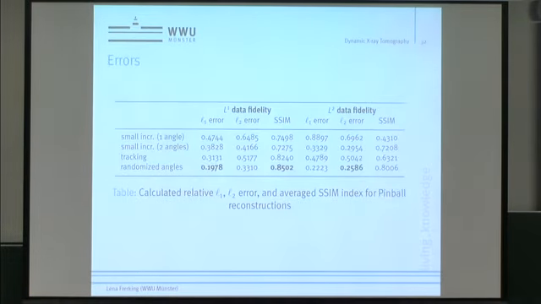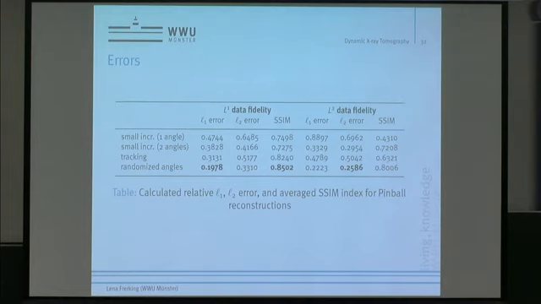Okay, this is also the reason why in the end, when we calculate some error measures, so we calculate the L1, the L2 error and the structural similarity index, the results for the L1 norm are a little bit better, at least if we compare the structural similarity index, which is the most neutral measure in order to compare two different data fidelities. However, overall, we can see that the randomized angle approach works the best for all error measurements.